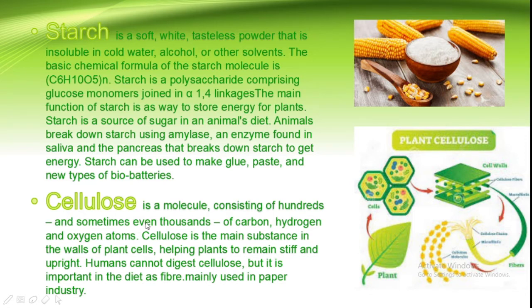Then the cellulose. Cellulose is a molecule consisting of hundreds and sometimes even thousands of carbon, hydrogen, and oxygen atoms. Cellulose is the main substance in the walls of plant cells, helping plants to remain stiff and upright. Humans cannot digest cellulose, but it is important in the diet as fiber, and it is mainly used in the paper industries. On the right side, here are the cell walls, and there is the cellulose inside it, the fibers. These are the cells, and the plants contain the cellulose. And this was the example of the starches.